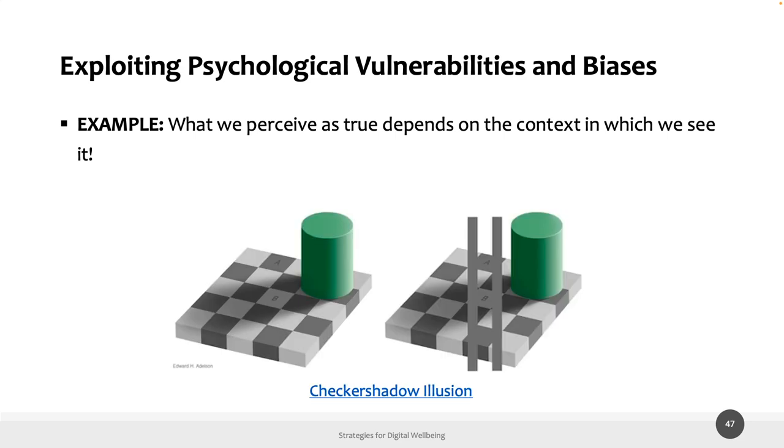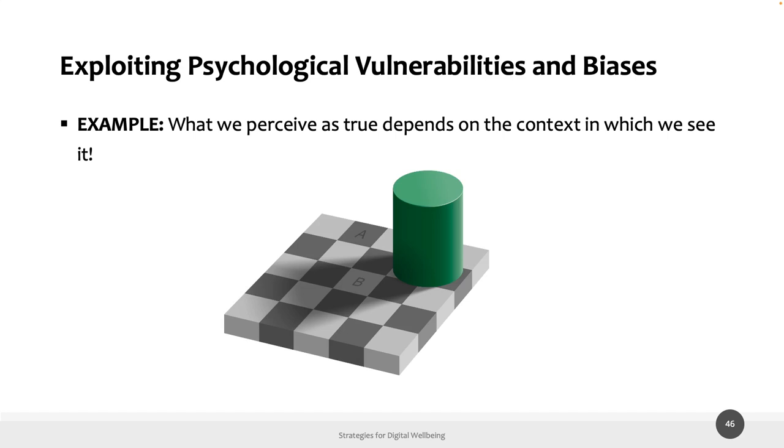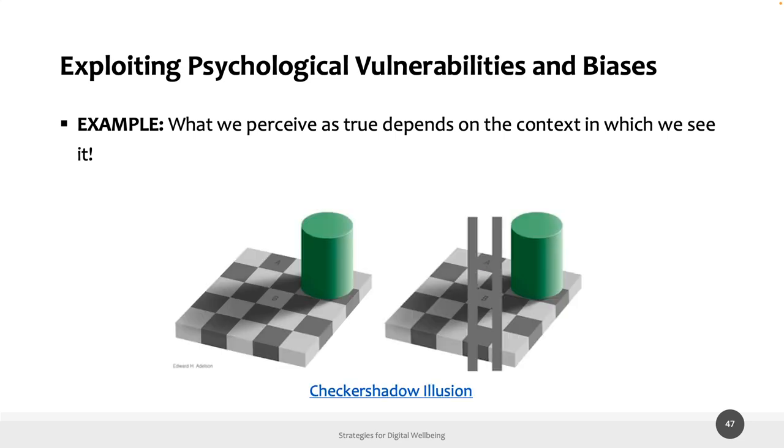If I add some context to the image, these two lines, we can easily see that the two blocks are of the same color. Okay, it's a cognitive bias, and it's also called the checker, I don't know how to pronounce this name, illusion. And again, if I remove the context, these two blocks still seem to me of different colors, right? So our brain is not able to process these colors efficiently. Again, if I add context, I can easily see that the two colors are actually the same.